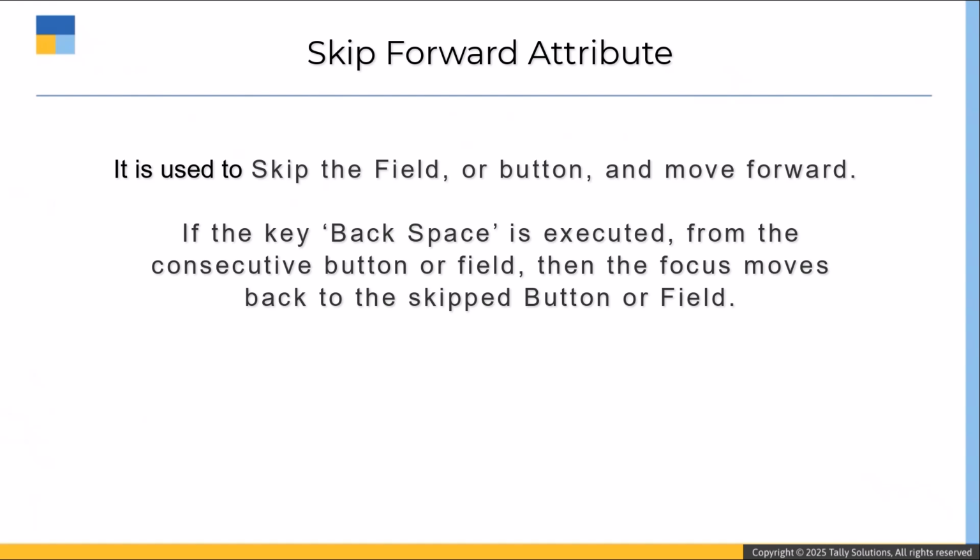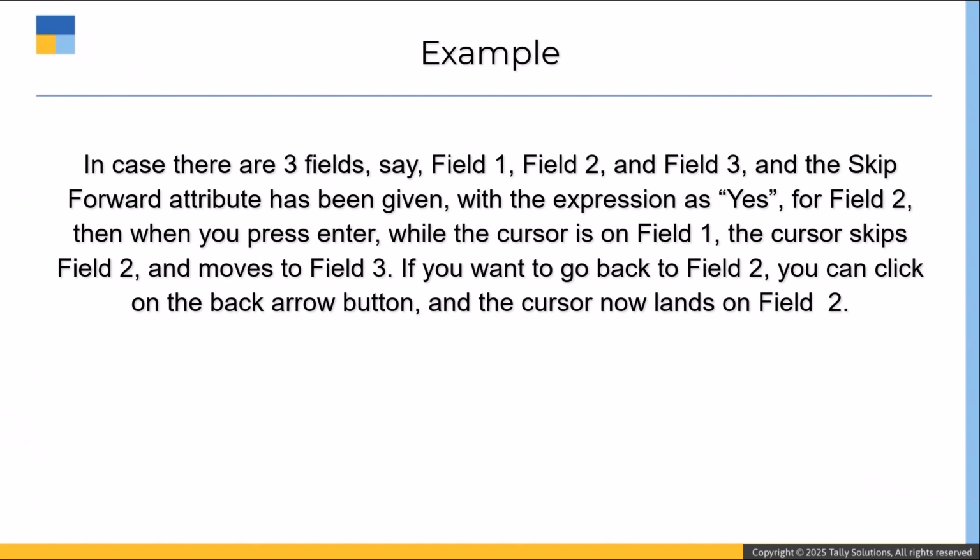button or field. For example, in case there are three fields, say field 1, field 2, and field 3, and the skip forward attribute has been given with the expression as yes for field 2, then when you press Enter while the cursor is on field 1, the cursor skips field 2 and moves to field 3. If you want to go back to field 2, you can click on the back arrow button and the cursor now lands on field 2.